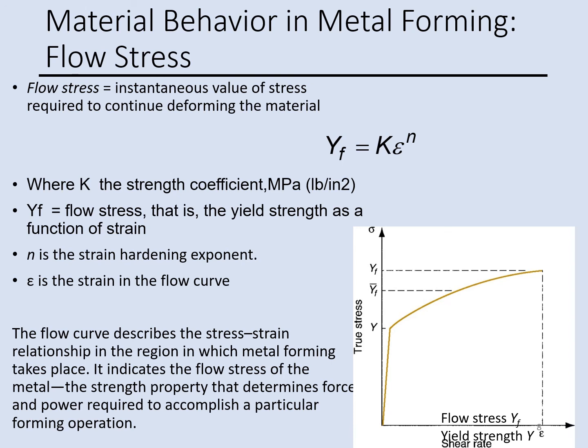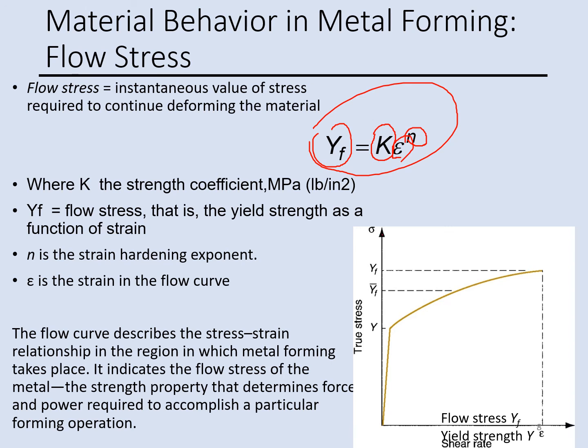And the flow stress is changing. It is the instantaneous value of stress required to continue the deformation of the material, and that can be calculated by this equation. This part is flow stress, and this is the strength coefficient, and this is the strain hardening exponent, and this is the strain.